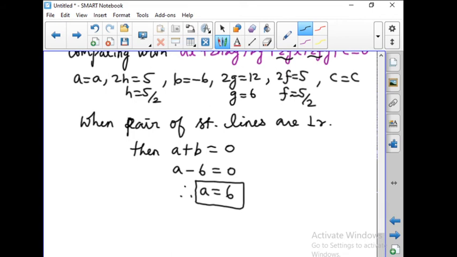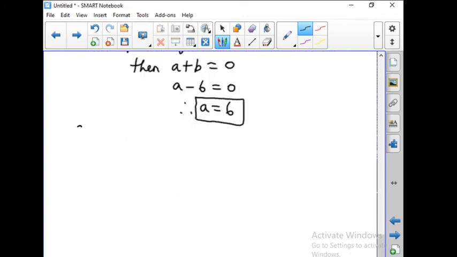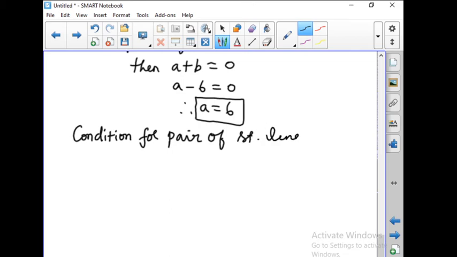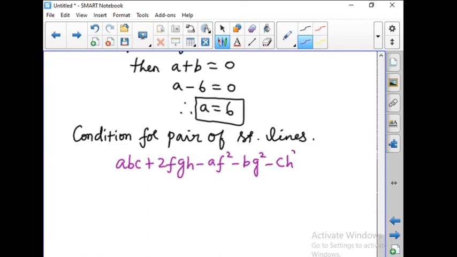To find c, it is very easy for you to use the condition for a pair of straight lines. Since a pair of straight lines is given, I am going to write down the condition: abc + 2fgh − af² − bg² − ch² equals 0. So this is the condition. Now we need to apply all the values in this.